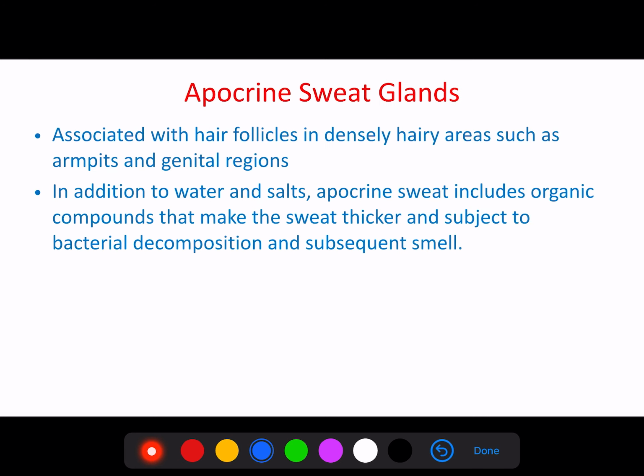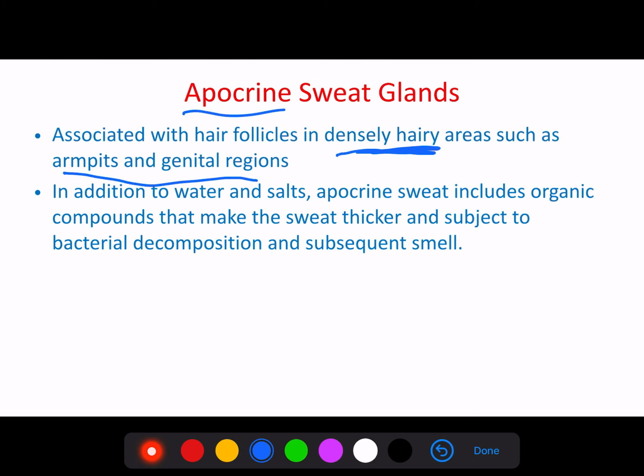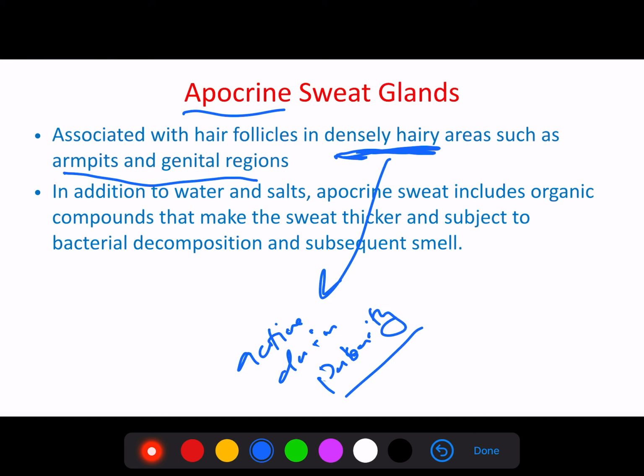Then there is the other type, the apocrine sweat glands. These are located mainly in areas that are dense in hair, like the armpit and the genital regions. Whereas the eccrine glands are all over the body, like all over the skin surface. But we can find some areas like the soles of the feet, the forehead, and the palms where they are abundant. But technically they are all over the body. For the apocrine, they are only in the dense areas. Okay? Also, different from the eccrine, these are active only during puberty or after puberty. So they are not active from day one.